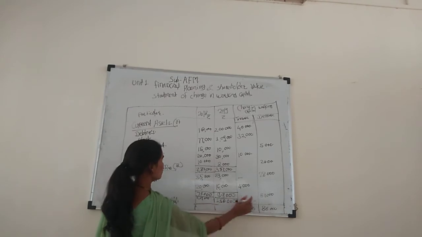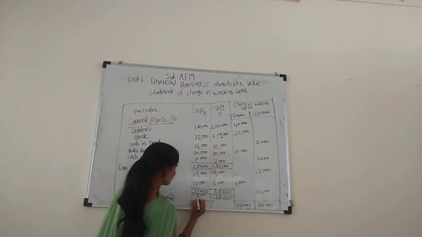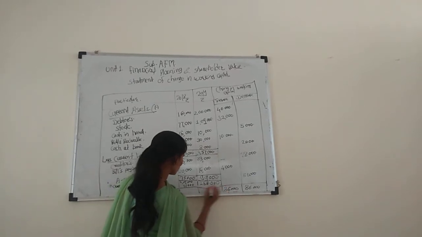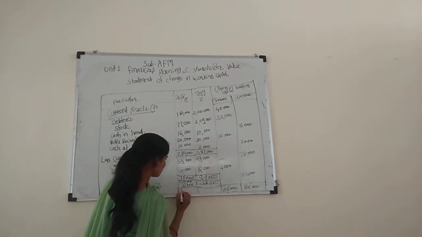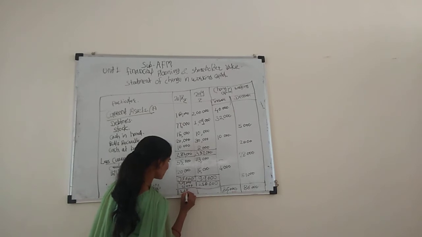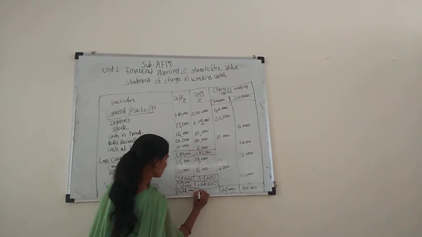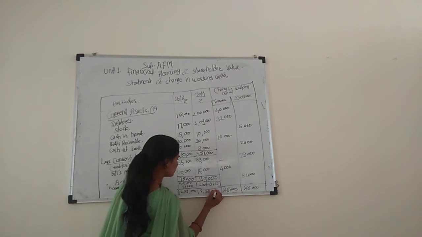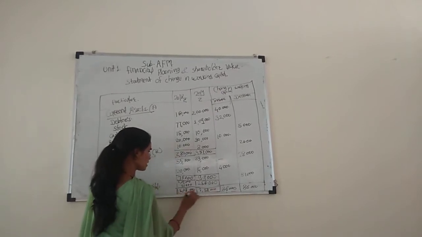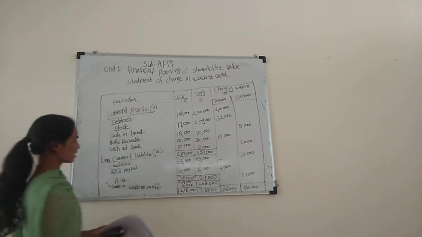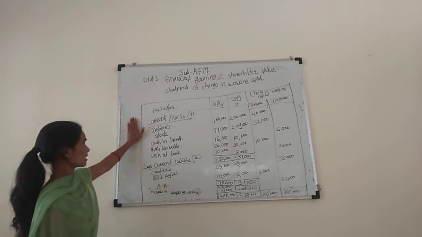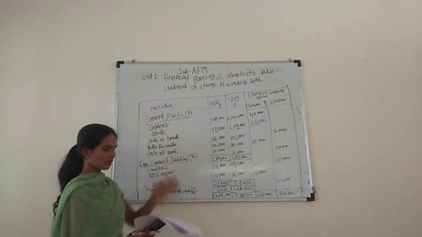51,000 increase column, increase is 51,000, means this total is 2,58,000 and this side total is 2,58,000, means the total is correct. So the working capital is correct. Now show the statement of change in working capital.